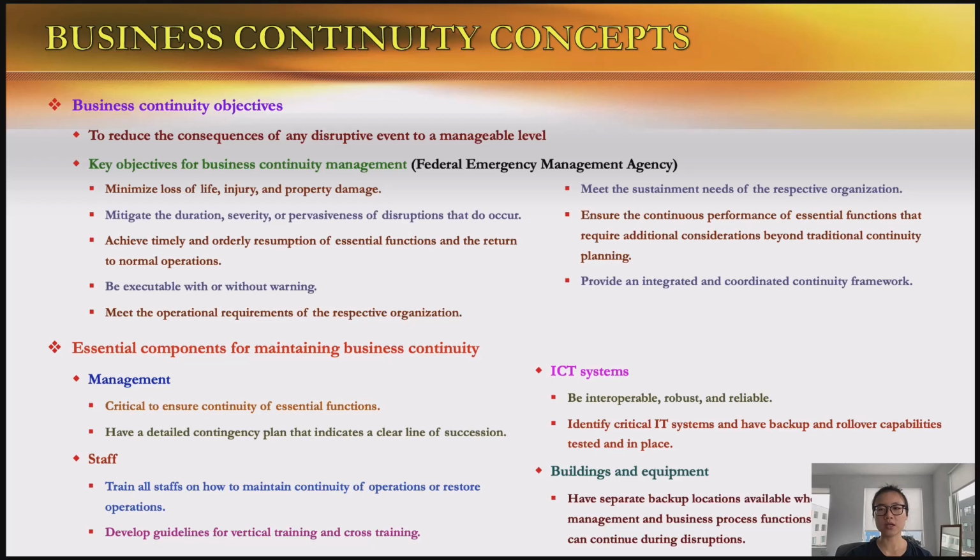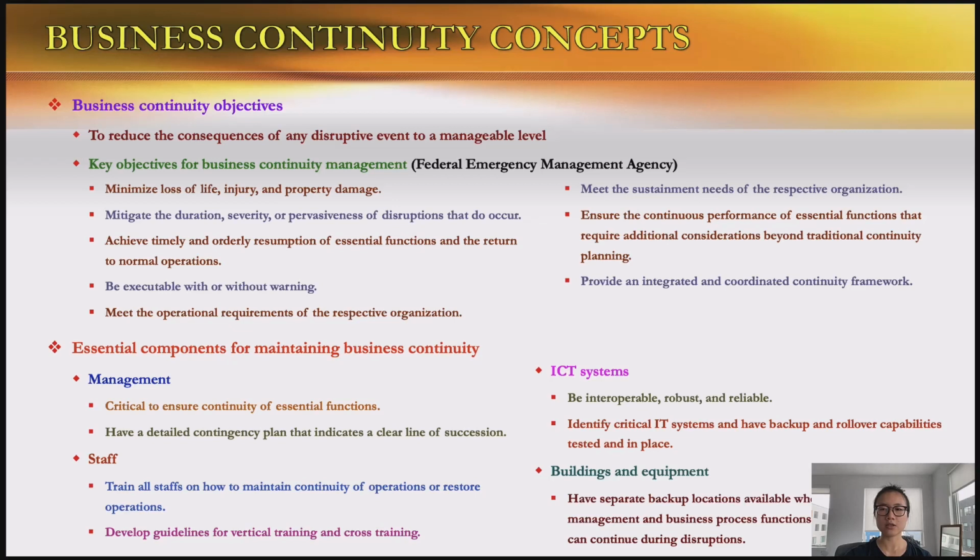Information and communication technology systems is the third component. A top priority following a disruption is communications, both internal and external. Communication systems and technology should be interoperable, robust, and reliable.